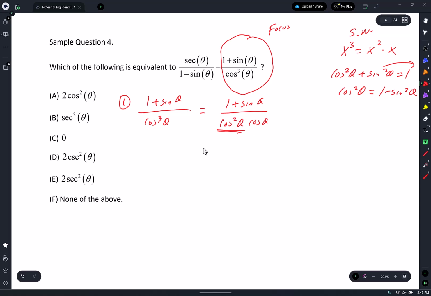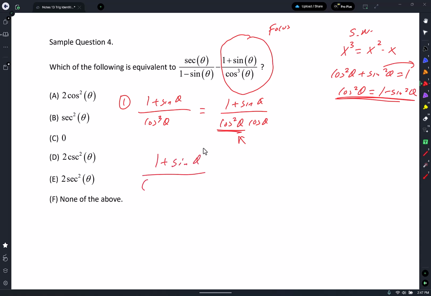All right, guys. All right. So I know this much. Are we okay so far? All right. I'm going to replace it with that cosine squared. So I'm going to write 1 plus sine theta over parenthesis 1 minus sine squared theta times cosine theta. Don't worry, I'm going to give you time to write. Not yet. I'm even labeling this. Second step here. Are we okay with step number 2?